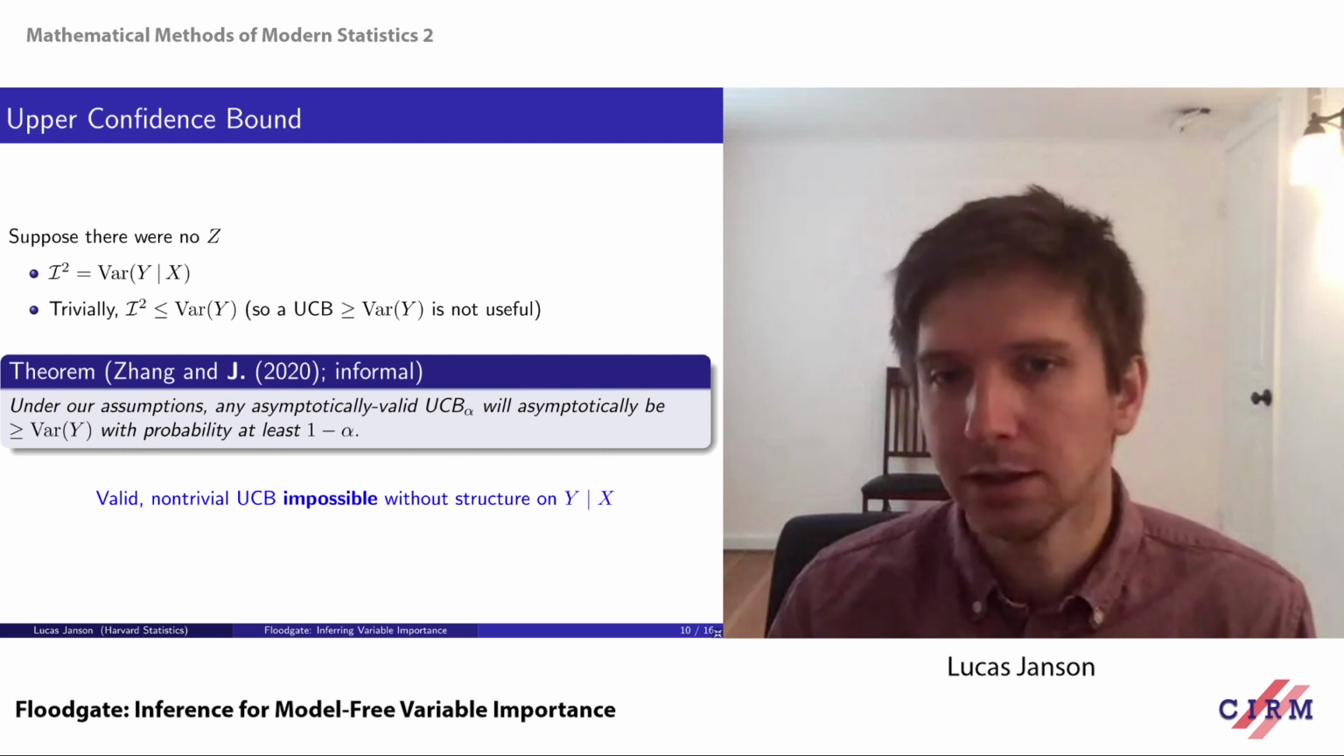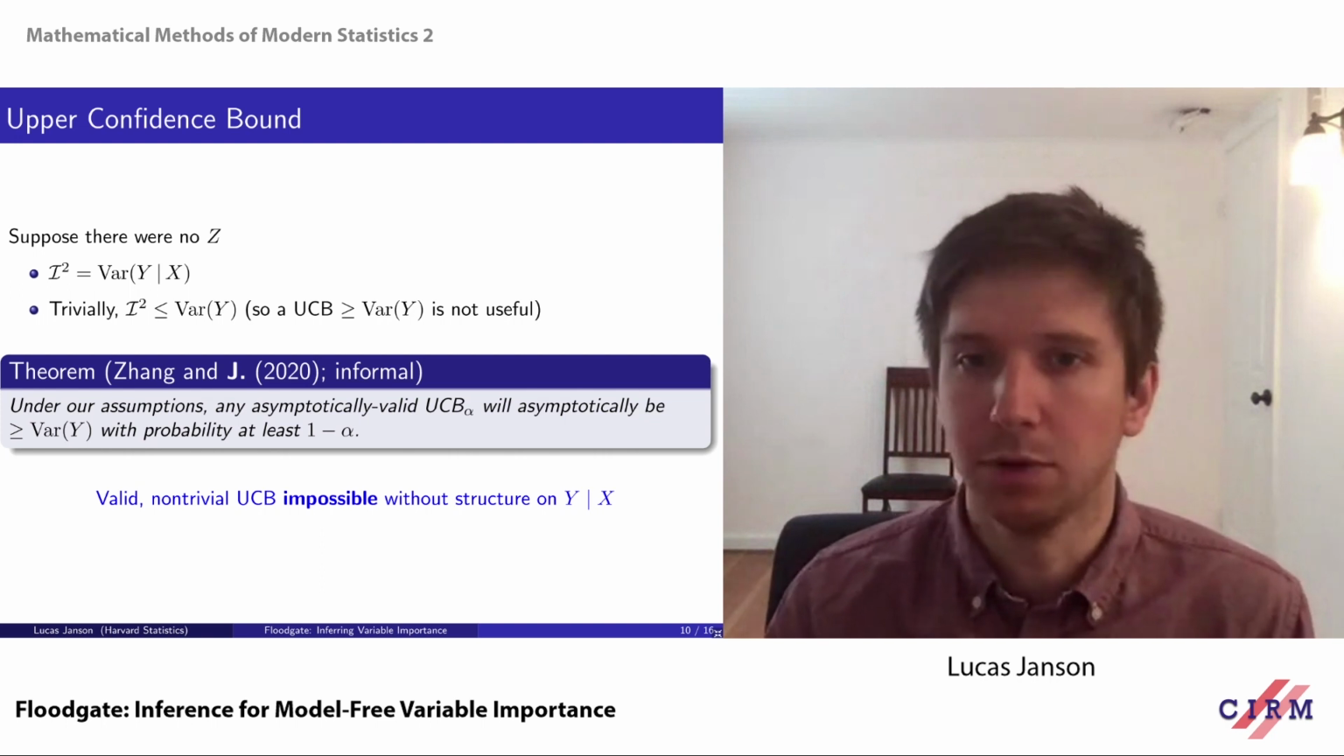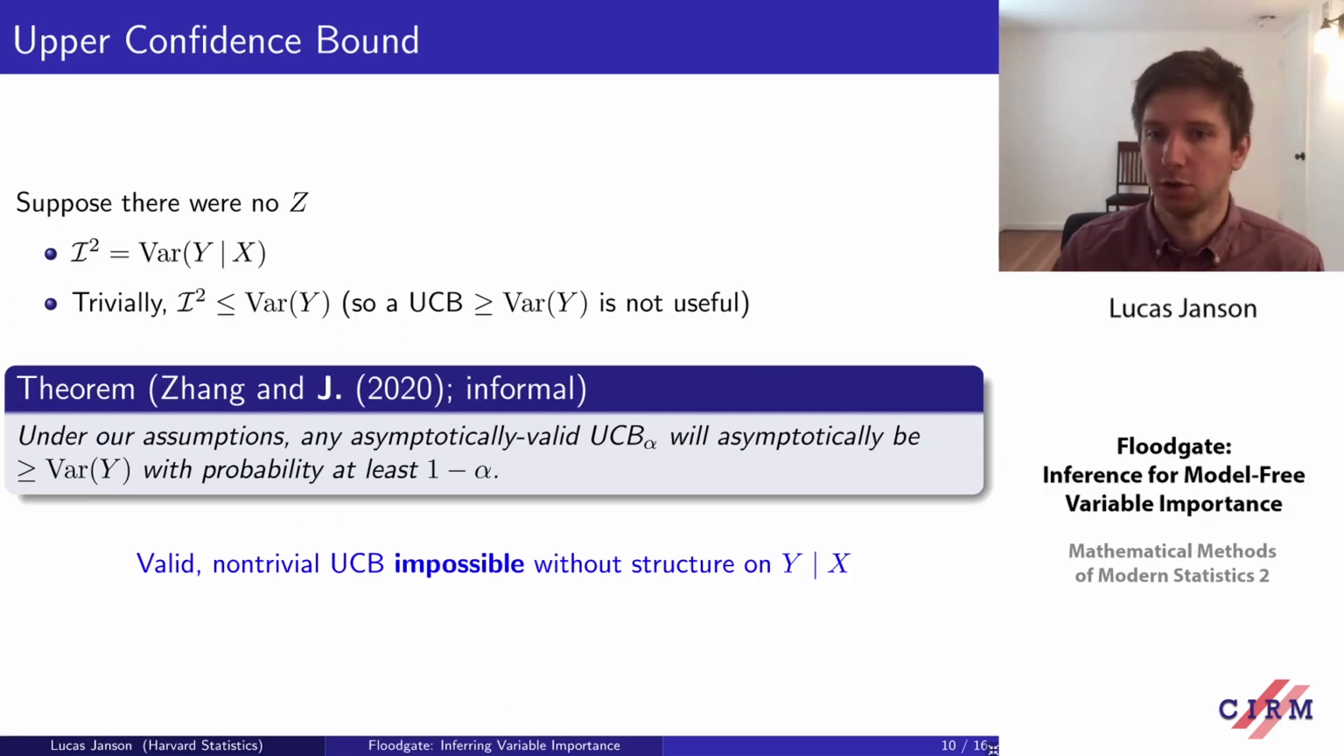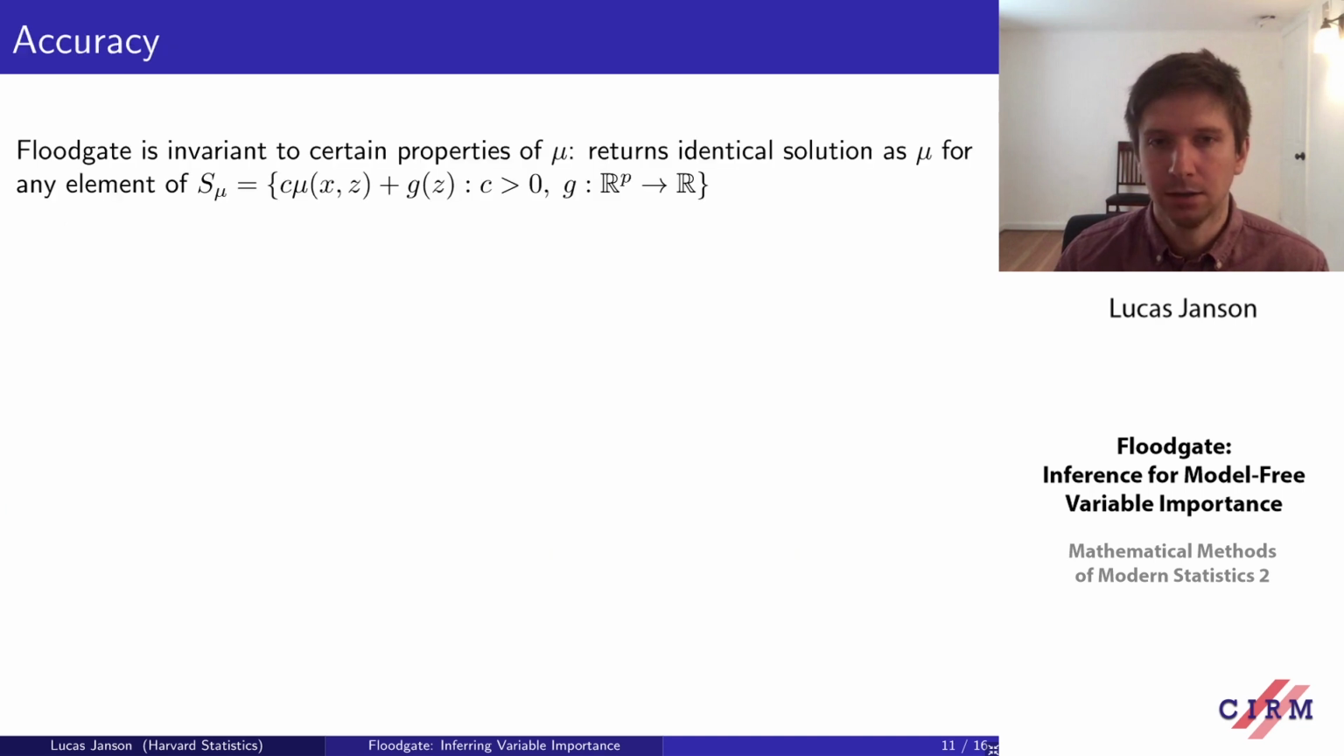And as we prove here, really to get an upper confidence bound, we would need to make some sort of structural assumptions on y given x, which comes with a whole host of challenges. In particular, whatever structure we assume on y given x is immediately going to go into that upper confidence bound. And so we're going to be relying really hard on the types of assumptions we make there. All right, so we're going to focus on that lower confidence bound.